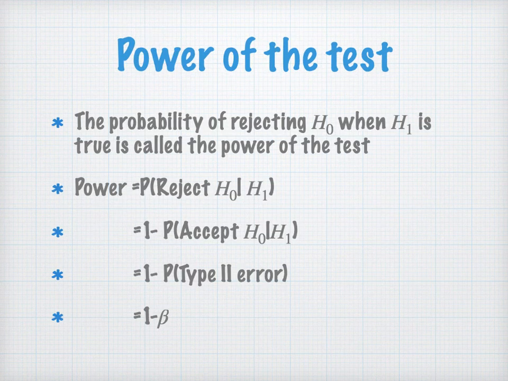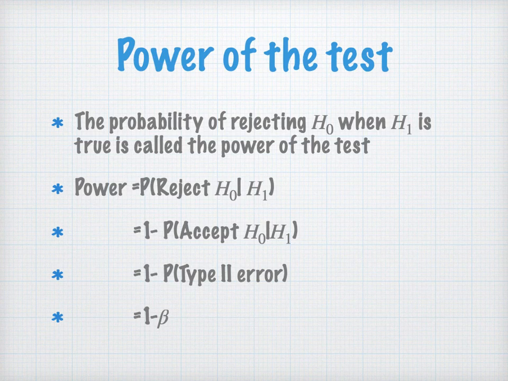Next is the power of the test. For any test, we always say the power must be good. The power is the probability of rejecting H0 when H1 is true. So we are taking a correct decision: we reject the null hypothesis when the alternative hypothesis is true, which in turn means we accept the alternative hypothesis. Such a correct decision is called the power of the test, and power is equal to the probability of rejecting H0 when H1 is true.